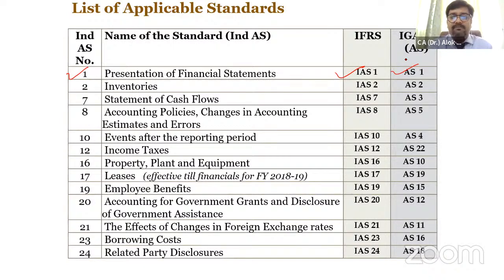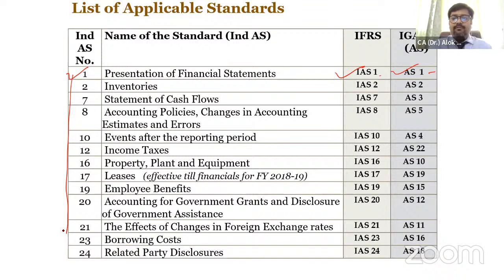For example, Ind AS 1 talks about presentation of financial statements. In IFRS, it is IAS 1. In IGAAP, it is AS 1. And so on and so forth. If you see this entire series, I will not read it. You can just have a look, and you will have a PPT for that.